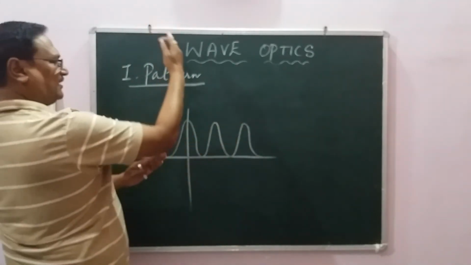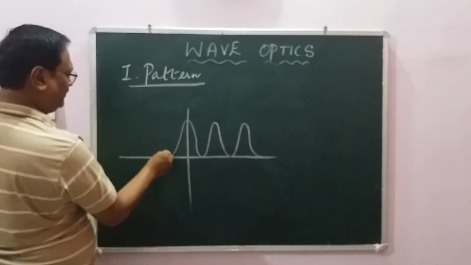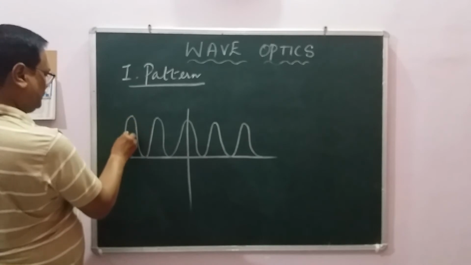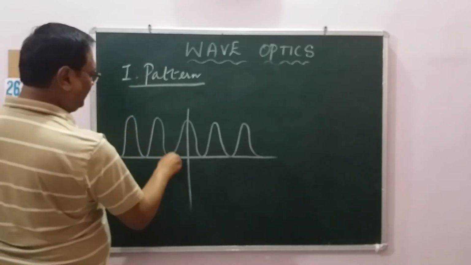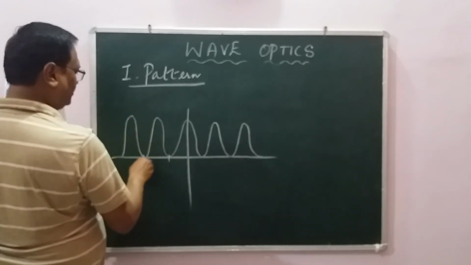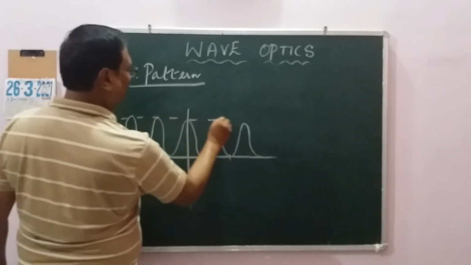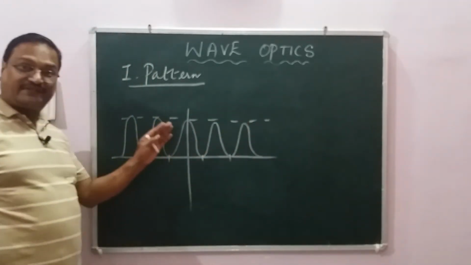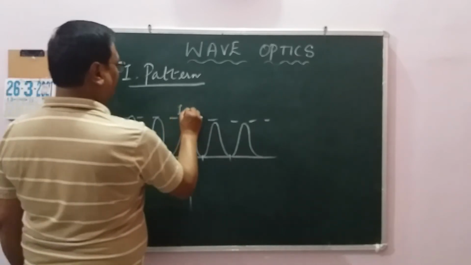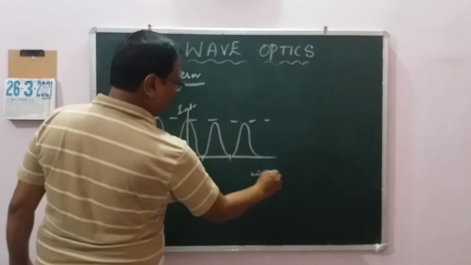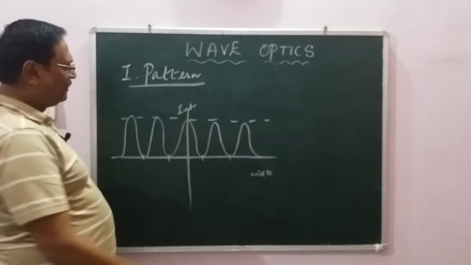If you keep it like this, for the upper part and for different angles, they all come in the same way, the intensity is the same. This axis represents intensity and this represents width, or you can also talk about distance.